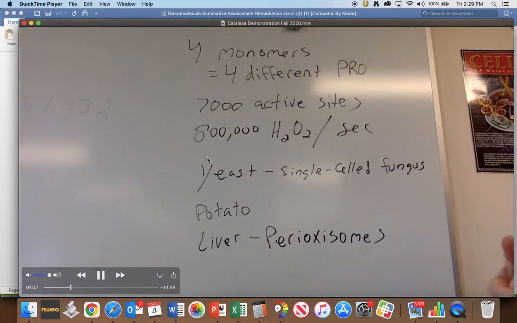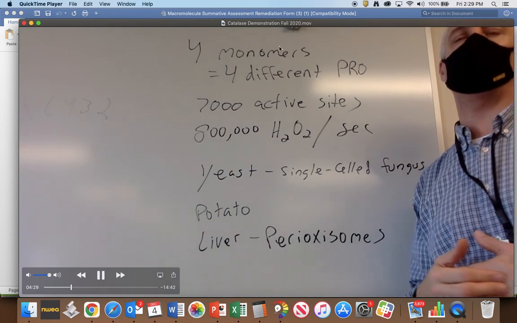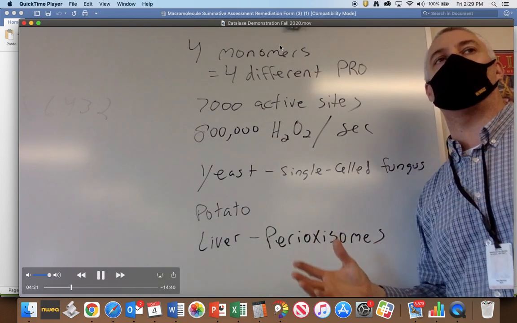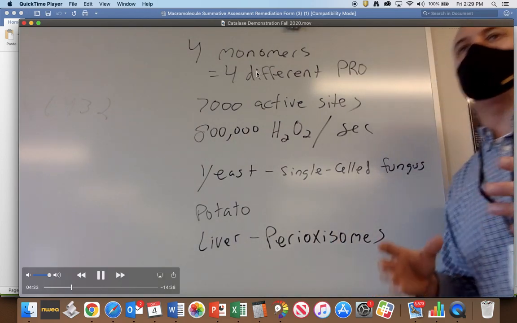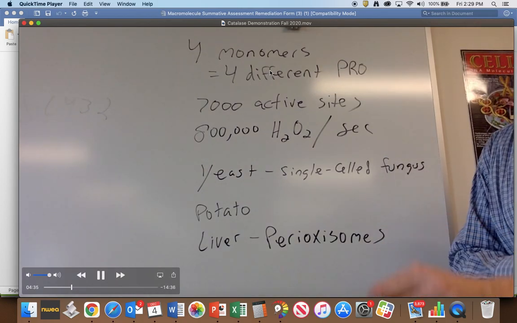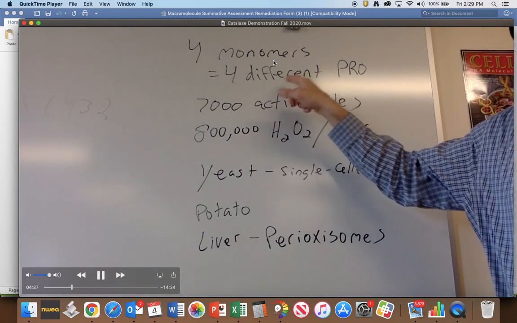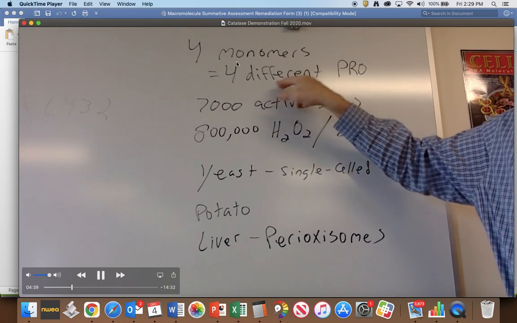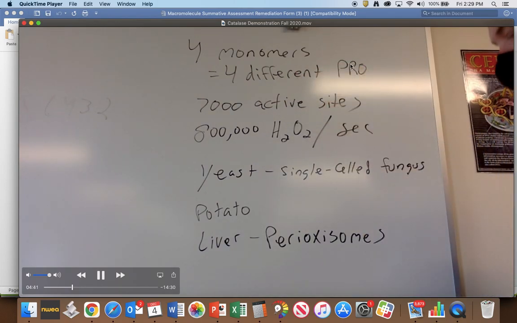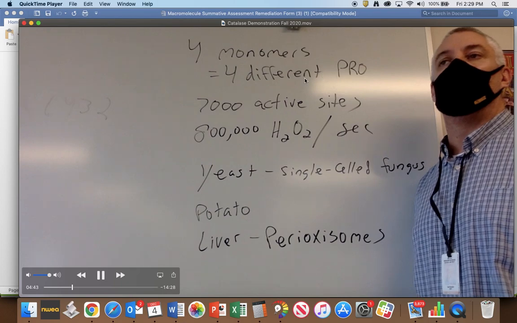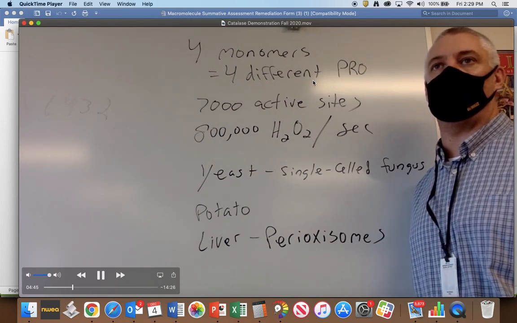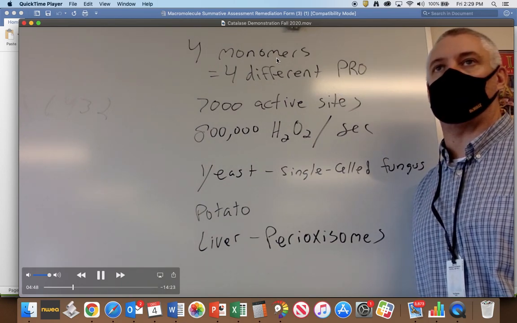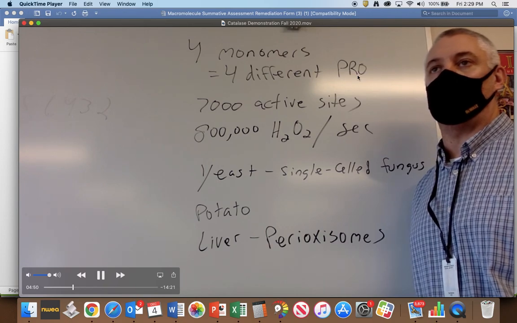This part, we're just talking about the 4 monomers, and it's not the monomers like it was in the macromolecules. It's the pieces. So there's 4 different proteins. Now, when you say 4 different, I mean 4 separate proteins, but they're identical in structure. So the quaternary structure of this enzyme is 4.